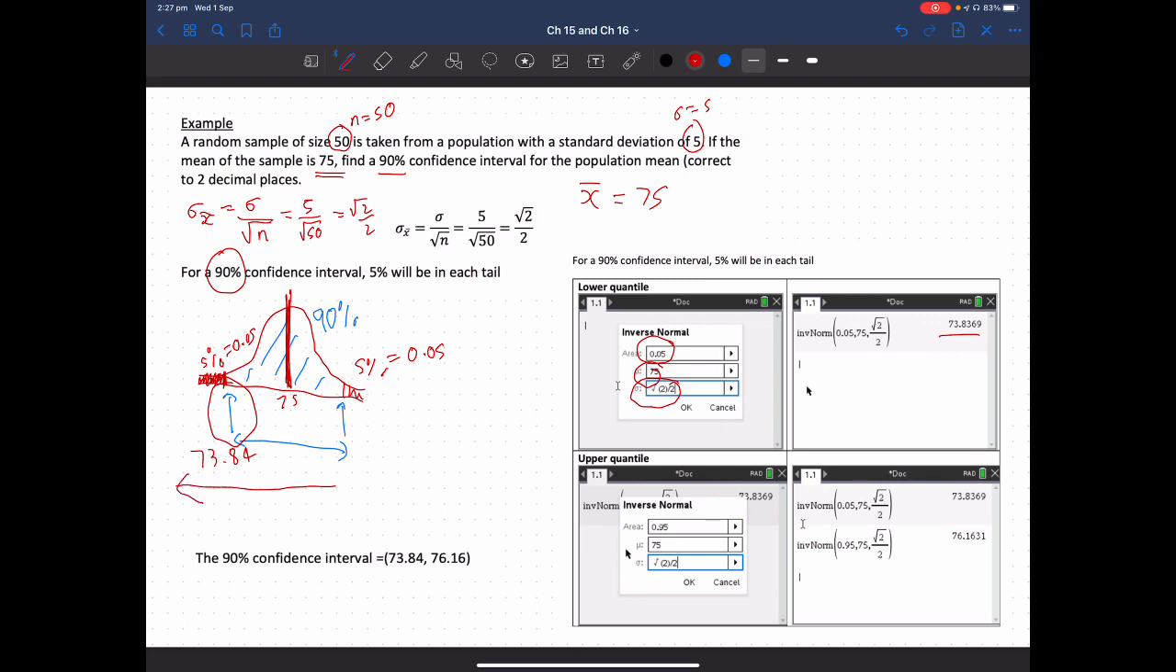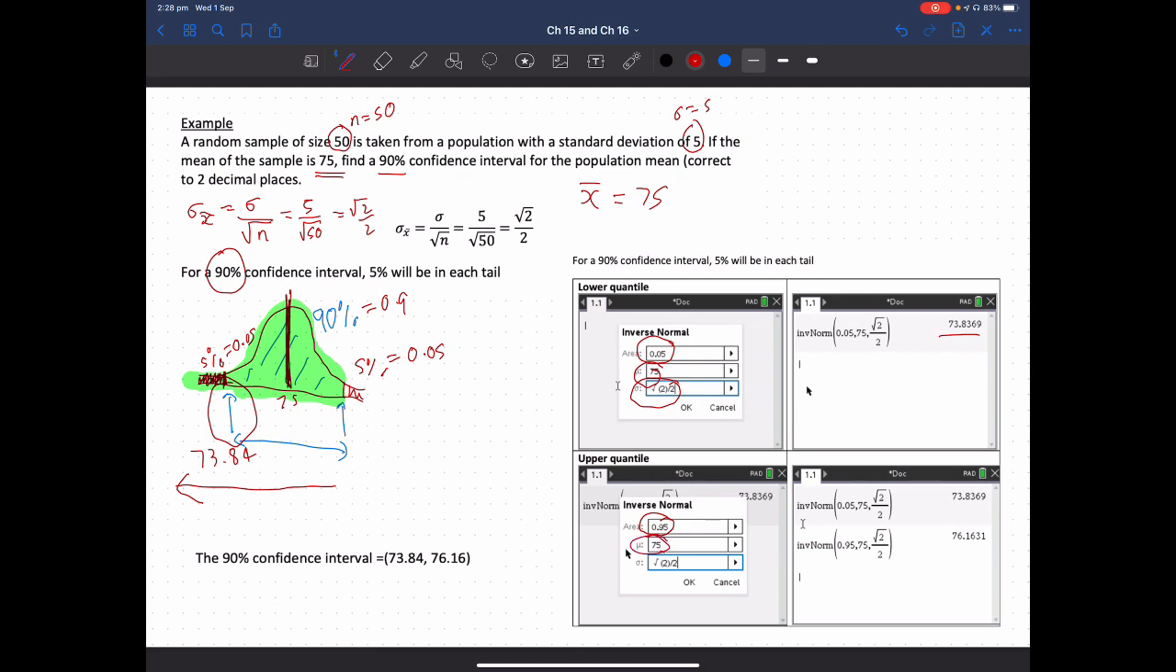Similarly, I can work out the upper value, but remembering your inverse normal function on your calculator always works backwards. The blue area is 90% or 0.9. So what I'm going to have to work out is all of the area I have just shaded in green. So that is the 0.05 plus 0.9, 0.95. So the area I've written for the second calculation is 0.95.